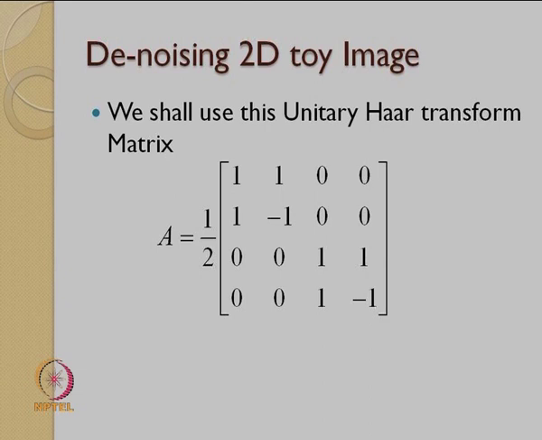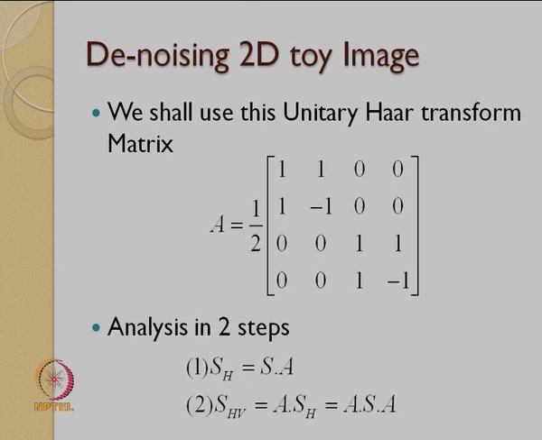So, 1 and 1 is my low pass part and 1 and minus 1 is my high pass part, and this is for normalization. So, what we are going to do now is, step number 1, find out S in the horizontal direction, which will be equal to S into A, and then step 2, I am going to calculate S of HV, horizontal and vertical direction, which will be equal to A into S of H. So, that is the plan that we have with us.